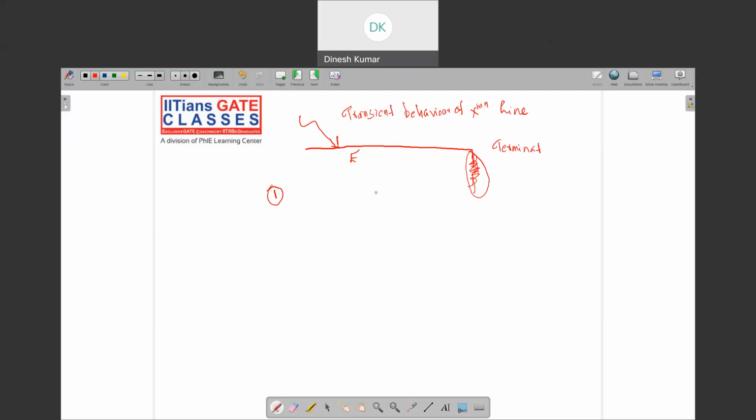So then, if a current flows through a wire, what is the opposition force in the wire? That is basically the resistance.